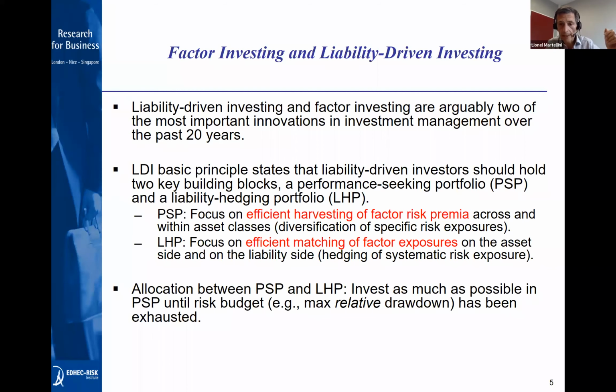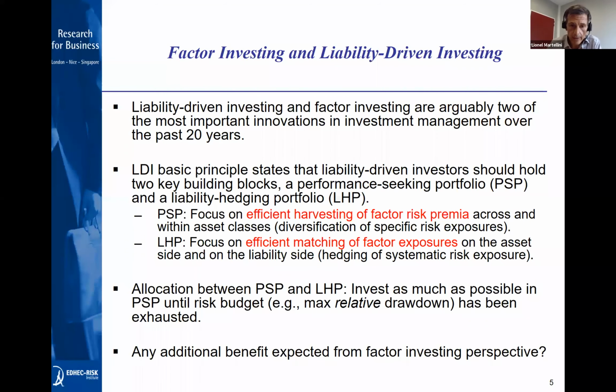You are going to invest as much as possible in the performance assets until you have exhausted your risk budget. And what the risk budget is, well, for a liability-driven investor, the risk budget is typically something like volatility of the funding ratio or max drawdown of the assets, but not the absolute level of the assets relative to the liability. So again, it's a max relative drawdown.